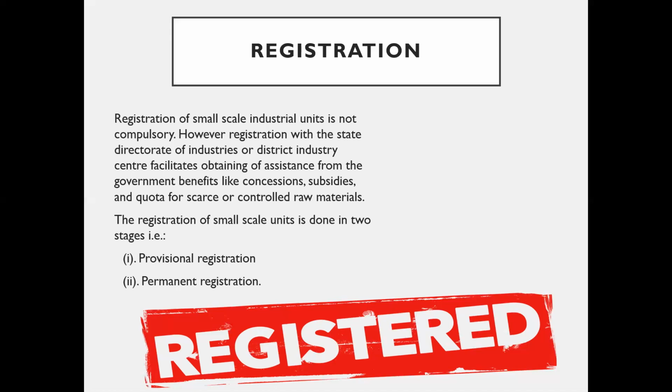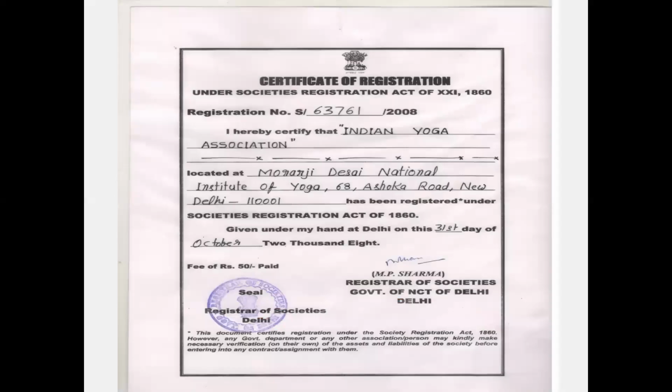Permanent registration is like a lifetime registration granted to an SSI which has commenced production. It is given after physical inspection of the enterprise. So this is how the registration takes place. Here you can see a certificate of registration of a society, which I have taken for example purposes. This is a certificate of registration under the Societies Registration Act, specifically for an association or society registration, which we discussed in our session on deciding on an ownership pattern.